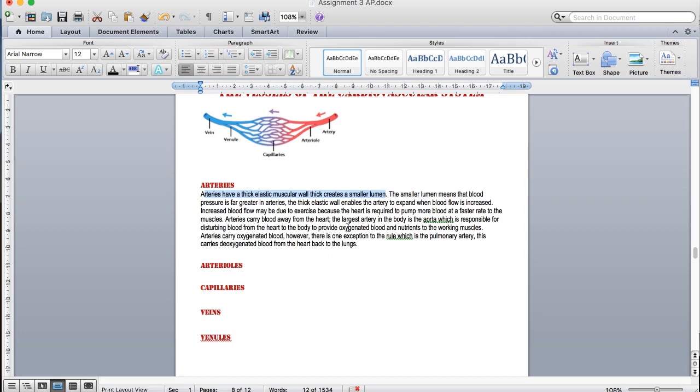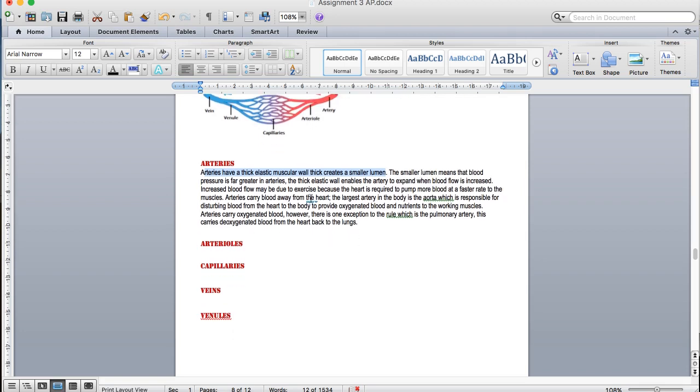Arteries carry blood away from the heart. The largest artery in the body is the aorta, which is responsible for distributing blood from the heart to the body to provide oxygenated blood and nutrients to the working muscles. Arteries carry oxygenated blood, however, there is one exception to the rule, which is the pulmonary artery. This carries deoxygenated blood from the heart back to the lungs. And there's my description and explanation of arteries.